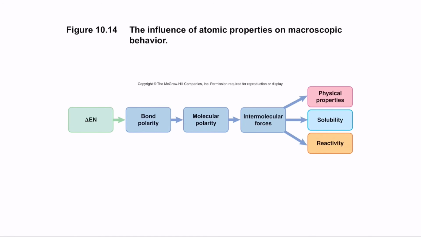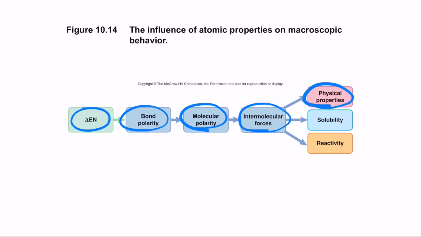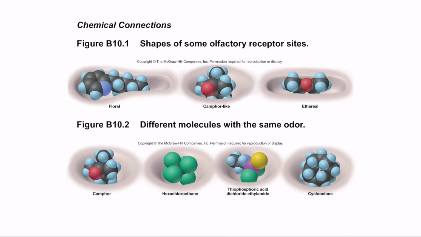So the difference in electronegativity can result in bond polarity, and bond polarity can result in molecular polarity. Molecular polarity can result in intermolecular forces. The intermolecular forces can affect physical properties, solubility, and the reactivity of a molecule. So this is how we can think about the influence of atomic properties on macroscopic behavior.